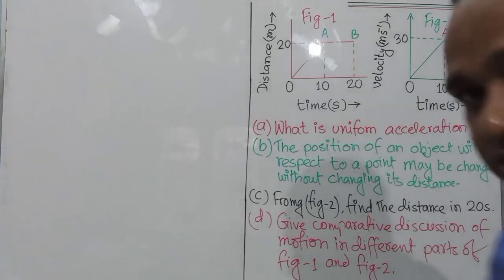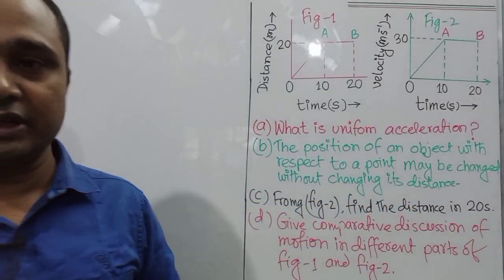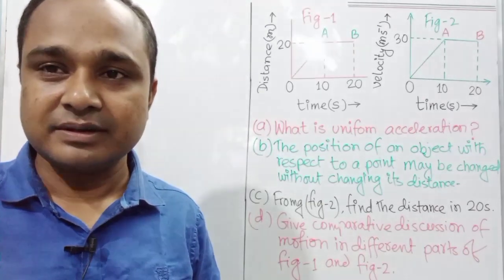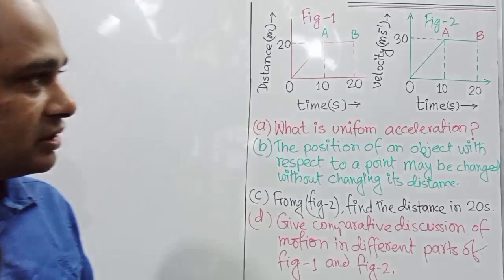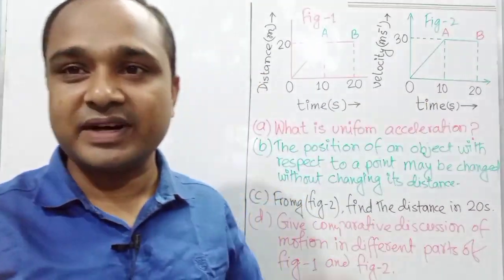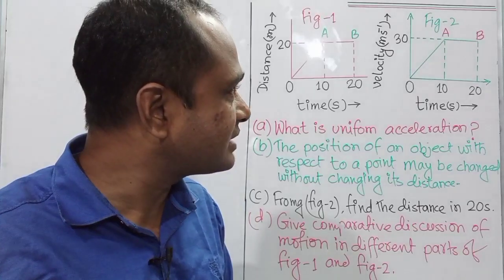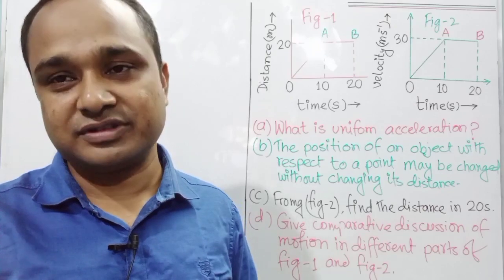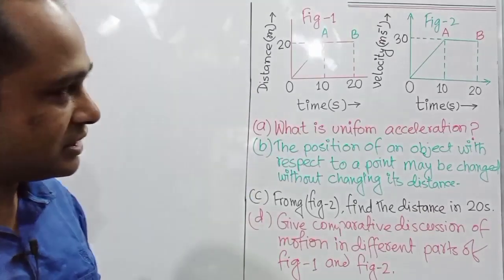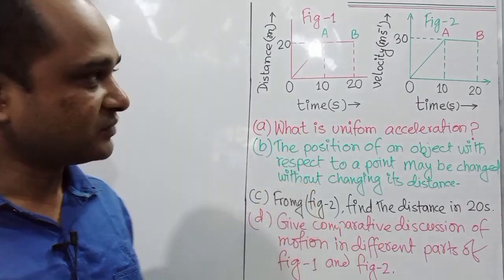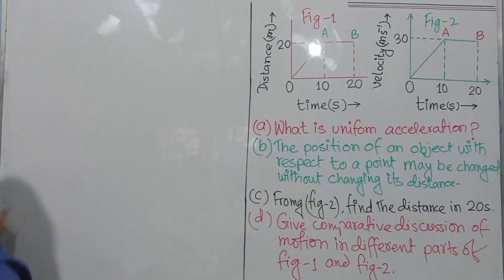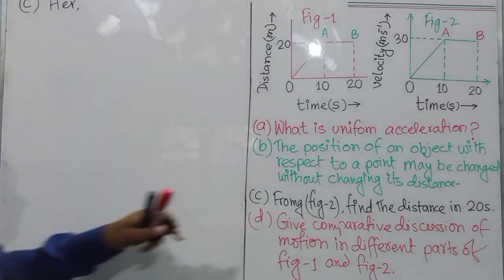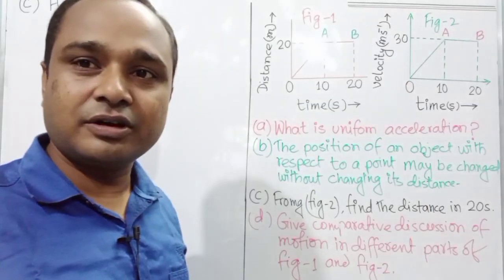So if we would like to calculate the distance of the body for 20 seconds, we have to calculate the distance in two segments, because the characteristics of motion in the first 20 seconds are not the same. In the first 10 seconds the body moves with uniform acceleration, and in the second 10 seconds the body moves with uniform velocity, right? Now we are going to calculate the distance for the first 10 seconds, and here we have to write from the figure. We can see that the initial velocity of the body is 0.